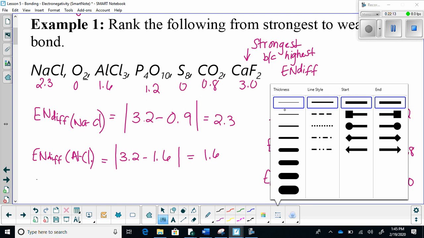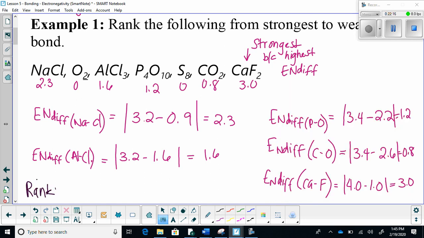Okay, so here's our rank. We have calcium fluoride. What's next? Sodium chloride. Next. Aluminum chloride. Next. P4O10. Then what? Carbon dioxide. O2 and S8. Okay, you can switch those based on the definition. Any questions, concerns?